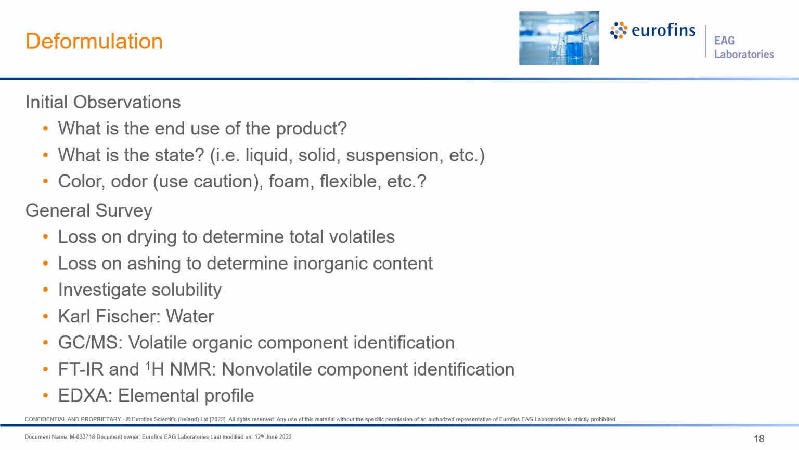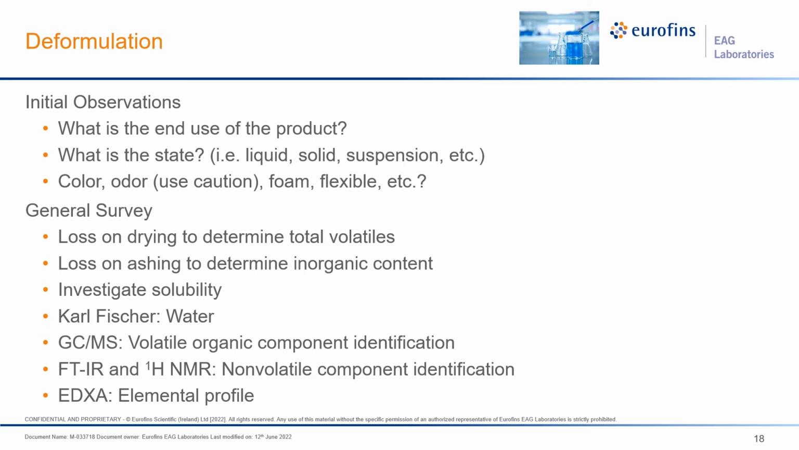For a deformulation, you need to have initial observations. In this situation, the initial observations take us back to the polymer selection section that we discussed earlier on. And just a couple of the initial observations are here, or questions that you should be asking. What is the end use of the product? We've already discussed that. What do you want the product to do?